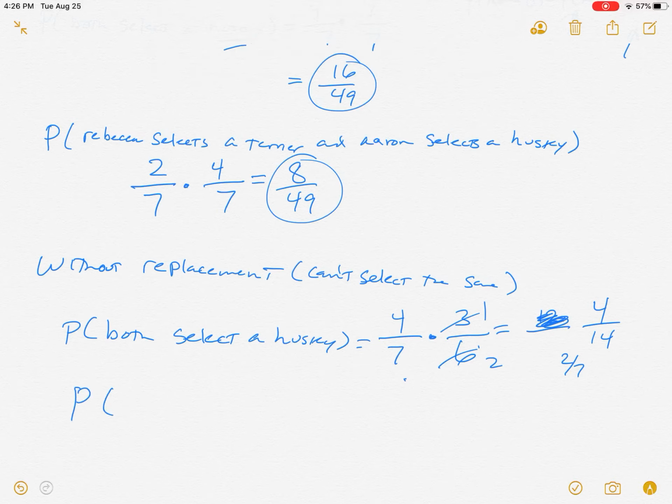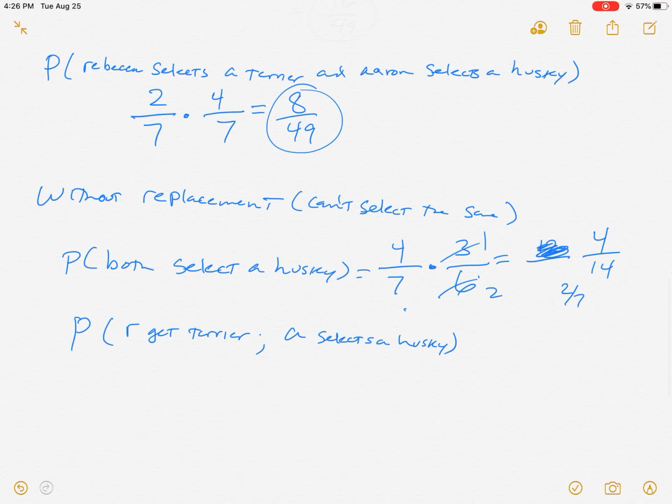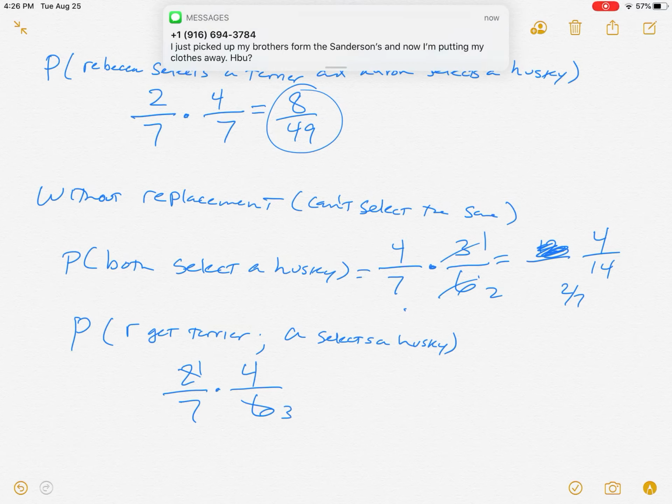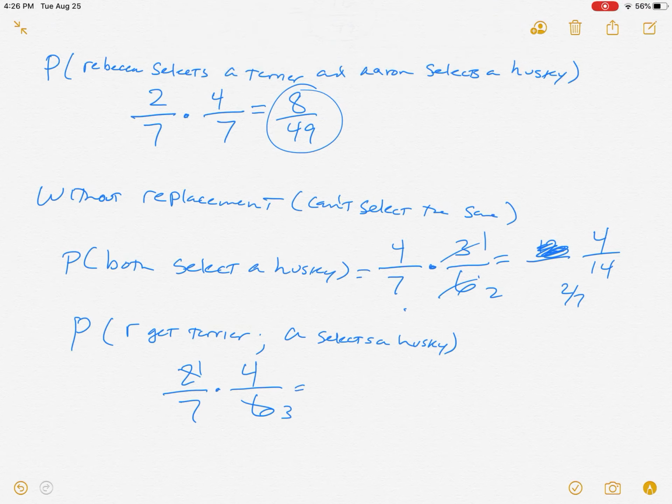Then the probability that Rebecca gets a terrier, and then Aaron comes and gets a husky. Well, let's let Rebecca go in and get her terrier. When she goes in, there's 7 dogs present, 2 of which are terriers. Now there's only 6 dogs remaining for Aaron. How many are huskies? 4 of them are huskies. And so we can simply do 1, 3, and get 4 over 21 as our probability.